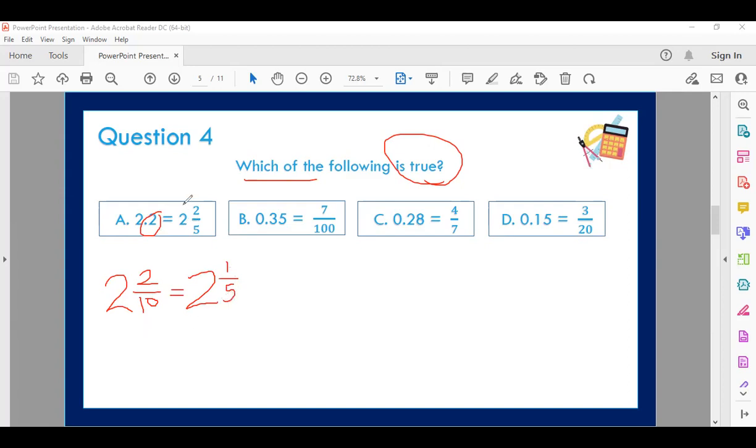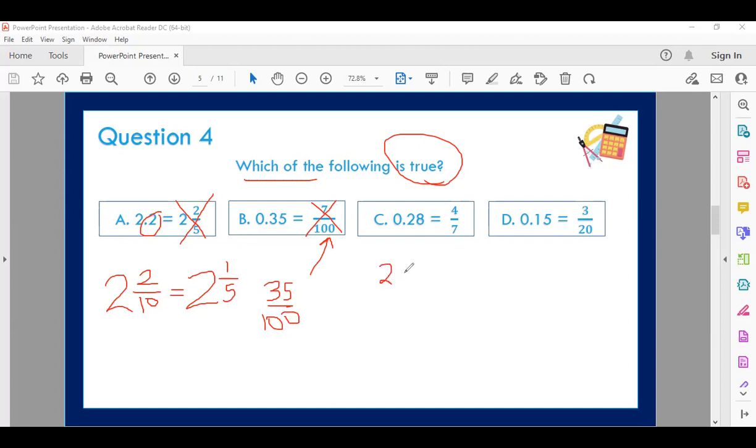Okay, so obviously, this is not true. B, 0.35. Okay, so what is 0.35? It is 35 over 100. Change it to a fraction. Definitely not correct at all. You can see that.